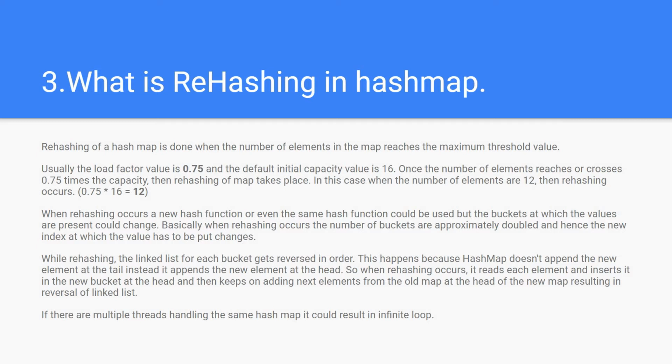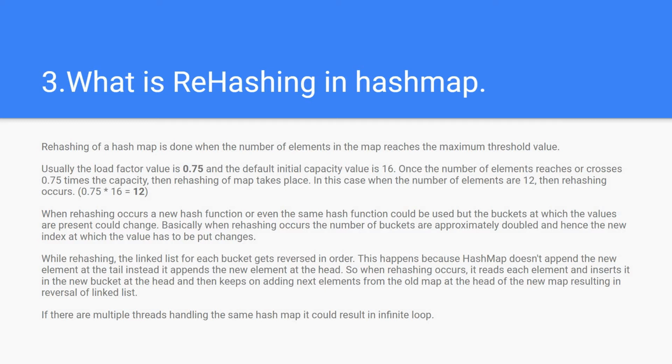When rehashing occurs, a new hash function or even the same hash function could be used. The buckets at which the values are present could change. When rehashing occurs, the number of buckets is approximately doubled, and hence the new index at which the value has to be put changes. While rehashing, the linked list for each bucket gets reversed in order. Our linked list will be reversed. This happens because HashMap doesn't append the new element at the tail.